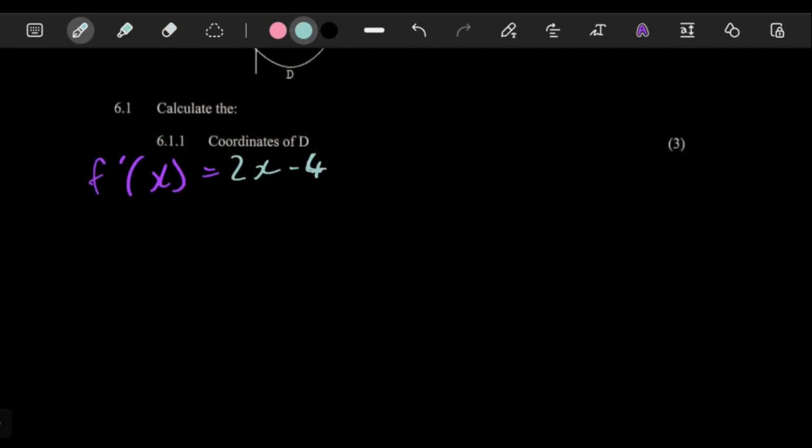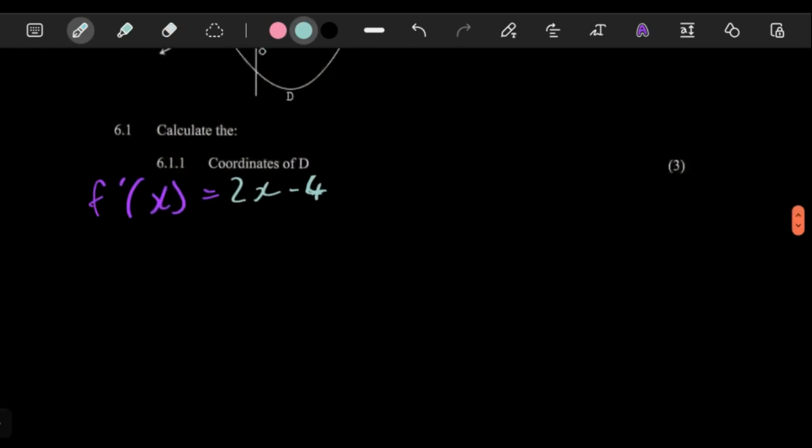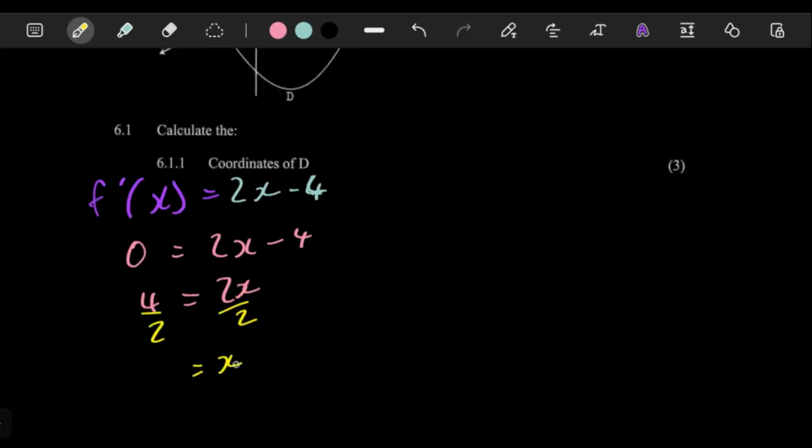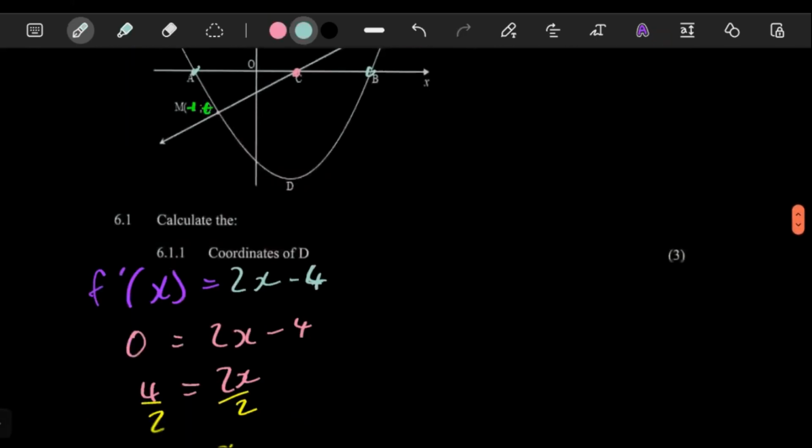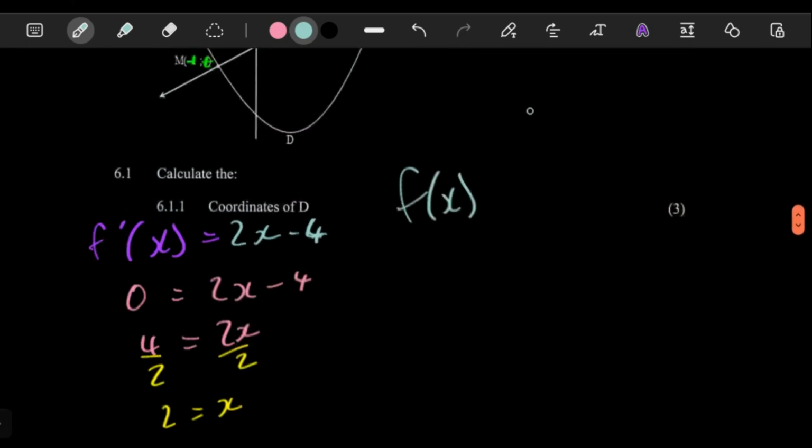And then you need to make it equal to 0, right? 0 is equal to 2x minus 4. The 4 goes to the other side, and then divide by 2 on both sides. Now that you have an x value, x equals 2, you can get a y value by putting x into the original equation. So in f of x, we're going to put a 2 in there.